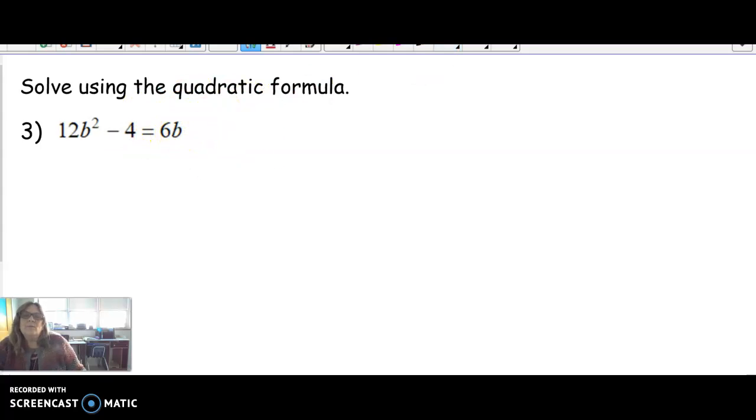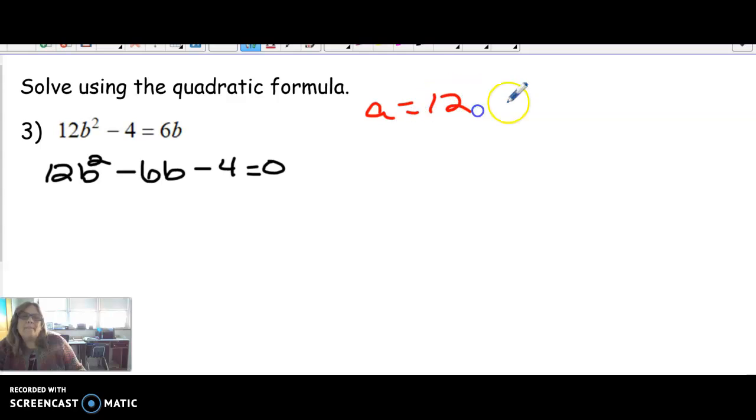Solve using the quadratic formula. We need to get it equal to 0. So I'm going to subtract 6b from both sides. Leave the negative 4 and the 12b squared where they're at. Identify a, b, and c.